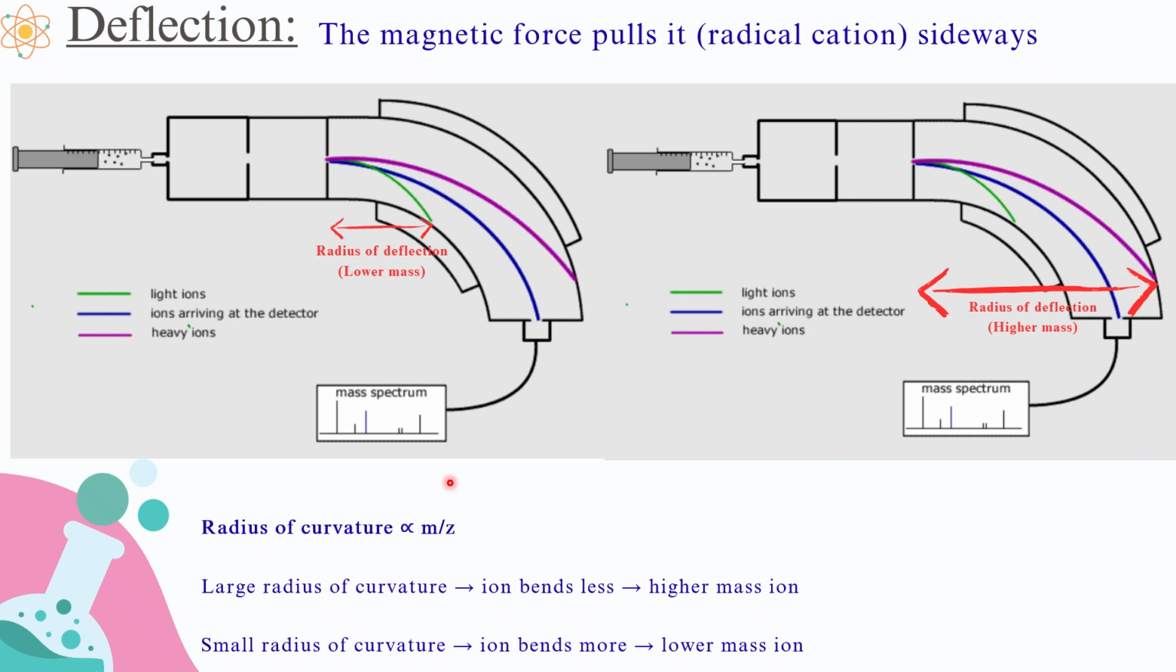Remember this, that the higher the mass of the ion, the radical cation, the less it bends, and hence it will have the larger radius of curvature, as you can see over here. Because we have a higher mass of that particular radical cation, it took a longer path and has the longer radius of deflection, and hence we will say that it gets bent less. This means it has less deflection. And in case of lower mass, what happens is they get bent to a greater extent. Because they have less mass, it is easier for the magnetic field to pull them sideways, and hence they will have the smaller radius of curvature.